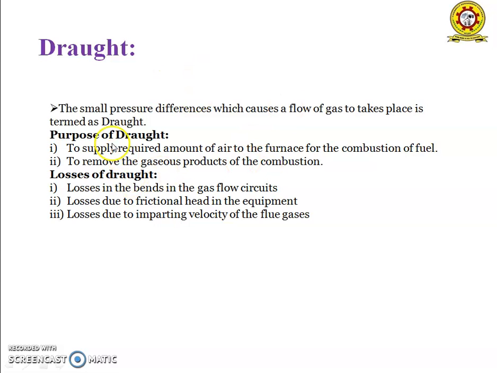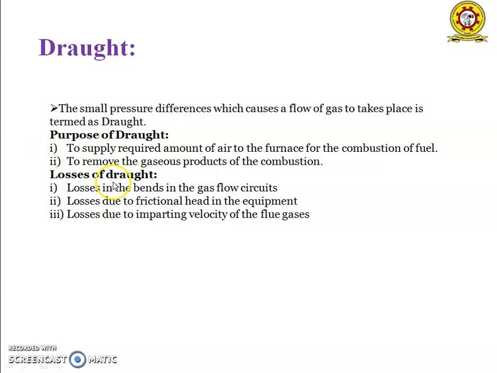What is the purpose of the draught? The purpose of the draught is to supply the required amount of air to the furnace or combustion chamber. The amount of fuel that can be burned per square meter of the grate depends upon the quantity of air circulated through the fuel bed. And the second one is to remove the gaseous products. So for removing the gaseous products of combustion also we need the draught.